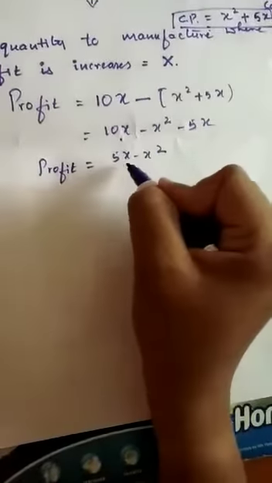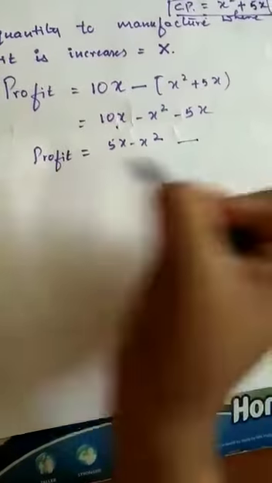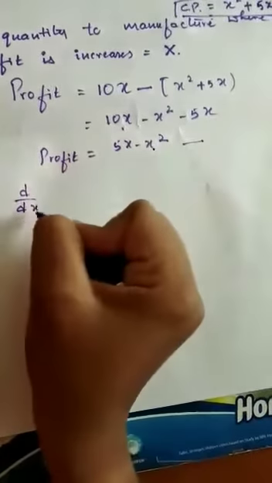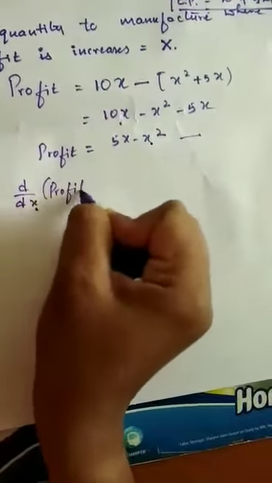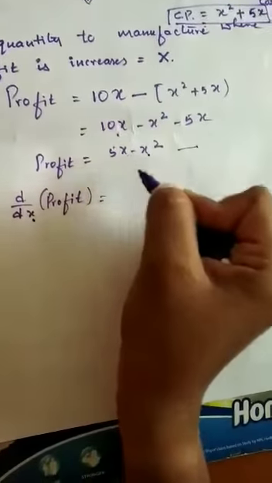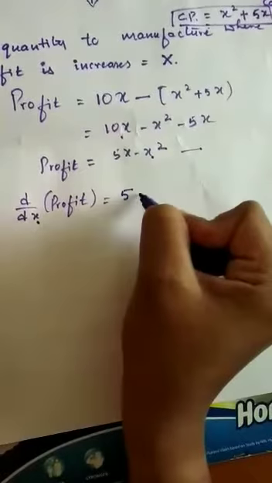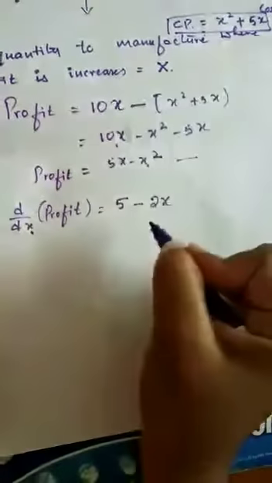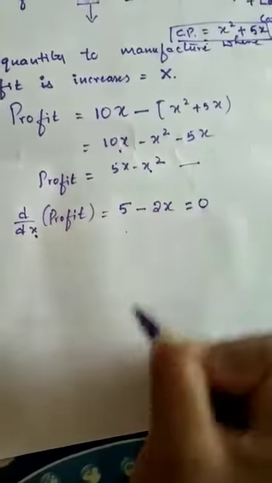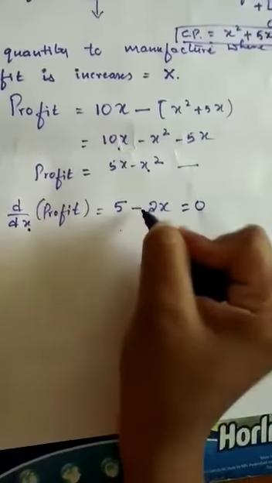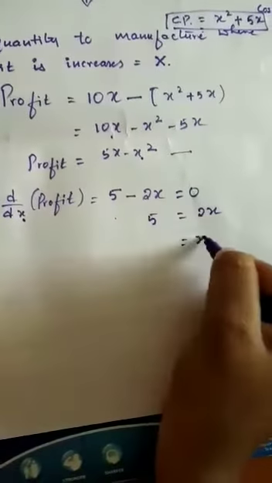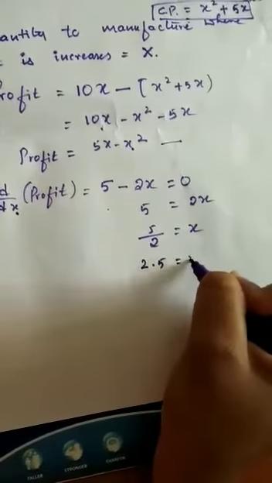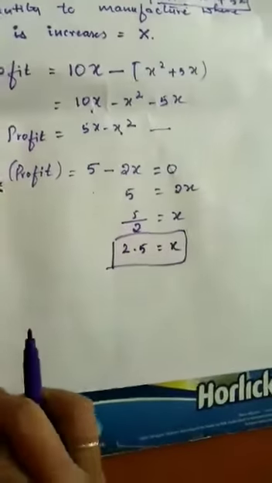Now we have to find out the X value. To find the X value, we need to differentiate with respect to X, because our object is X. Differentiating the profit with respect to X, it becomes 5 minus 2X. We need to increase the profit, hence I am equating this equation to 0. 5 is equal to 2X, then X is 5 by 2. In decimal form, we are getting the value of X as 2.5.